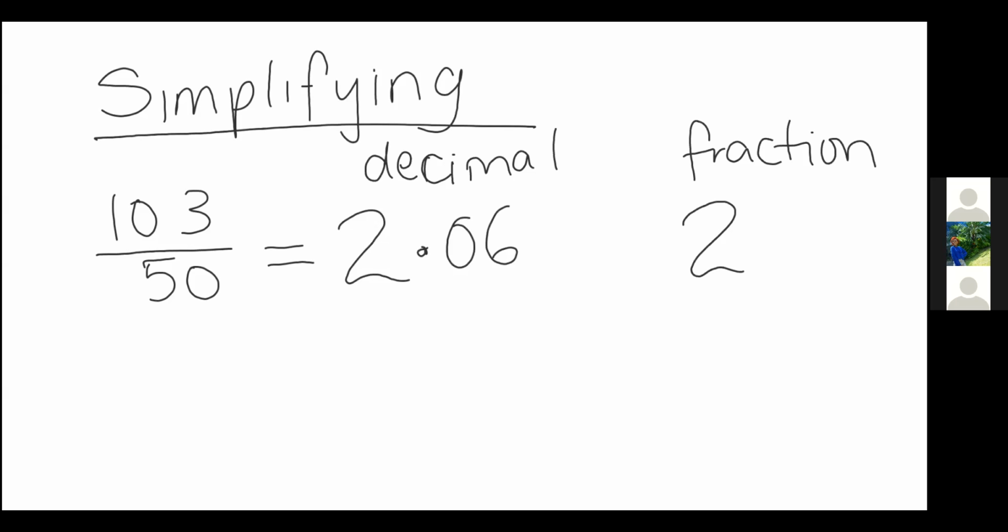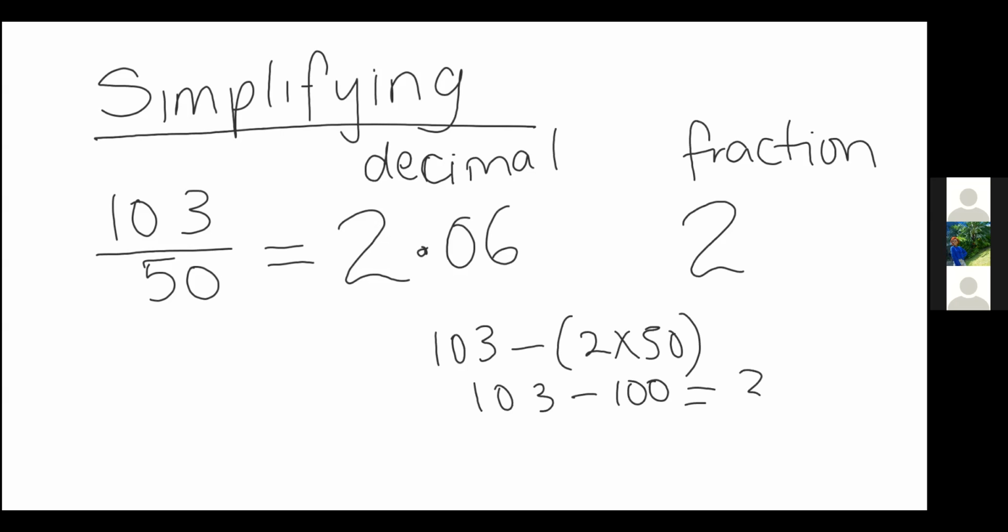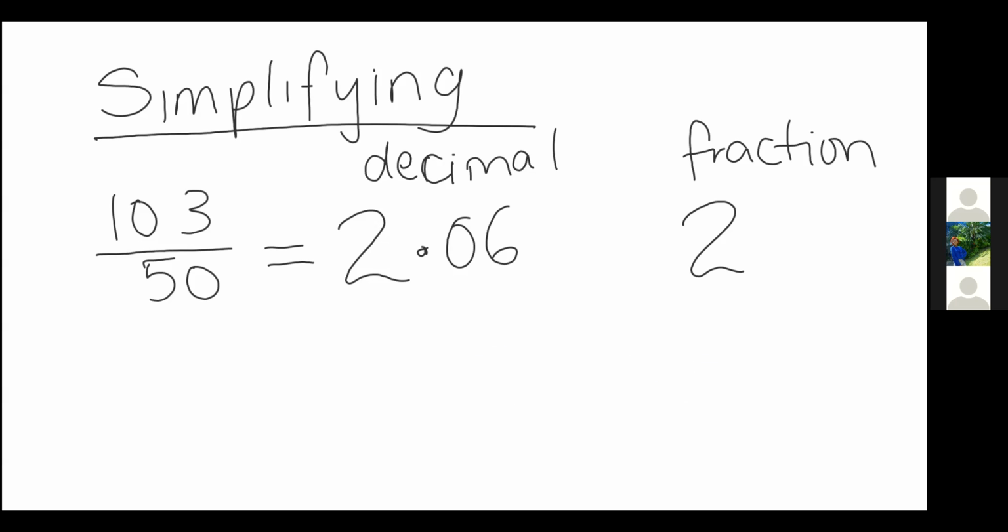My whole number is 2. And then what I have to do is say 2 multiplied by 50 to get the exact number. So it's going to be 103 minus 2 by the 50, right? So that's 103 minus 100. So my remainder is just 3. So in other words, I take my whole number and I multiply by the denominator, and I subtract it to get the remainder. So my remainder will be 3 over the 50, or put back my denominator.